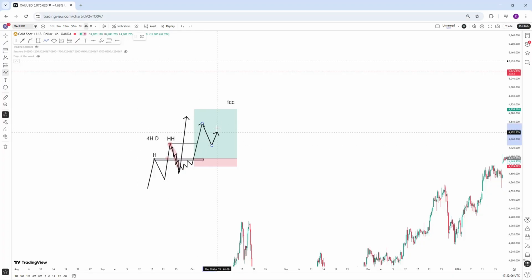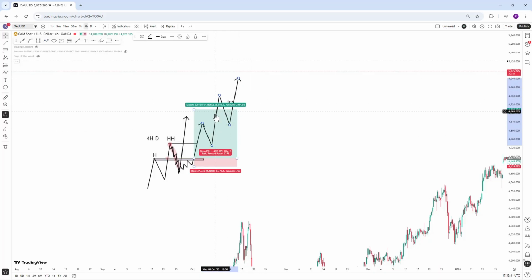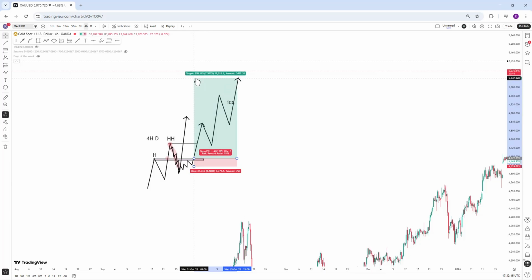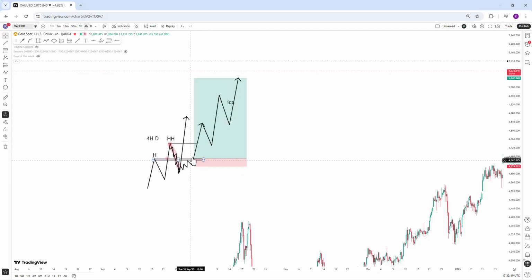The market's made a new high, take your partials, then made a new high, you take your partials, new high, you take your partials. That's the advantage of using this strategy, right? The most important thing you have to do here is positioning.